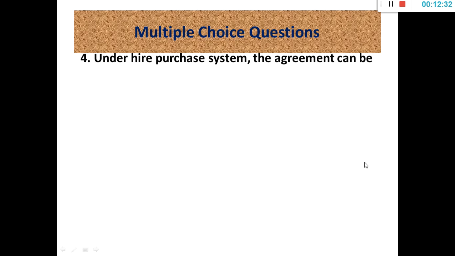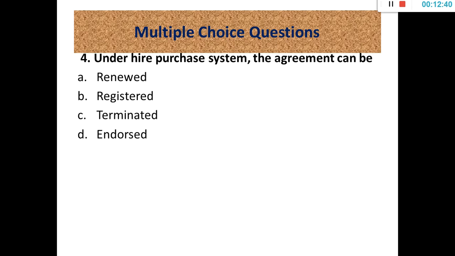The fourth question: under hire purchase system, the agreement can be renewed, registered, terminated, or endorsed. The right answer is terminated. As we have already discussed, the hirer can terminate the agreement at any point of time. Reasons may be different. He may not be able to pay the installments, or he may not be able to recover the money by using the asset. So whatsoever may be the reason, he can terminate before the vendor transfers the ownership to him.